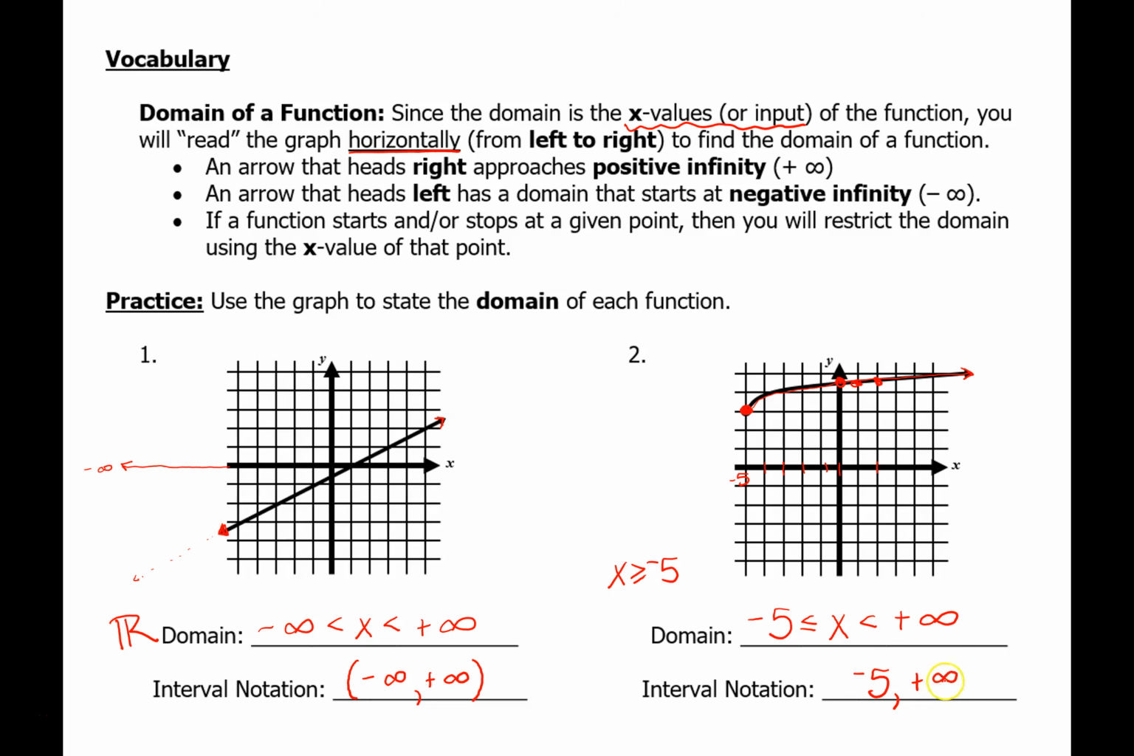Positive infinity is something that can't be touched, so that's a soft bracket. There's no equal sign with that inequality. But this negative 5, notice that this was less than or equal to because that point, negative 5, is included on the graph. So instead of using this soft curved bracket, we're going to use a hard square bracket. This indicates that equal to part, meaning that negative 5 is included in the domain of the function.